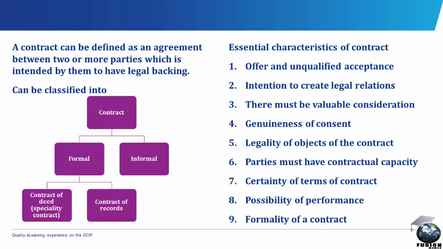Legality of object of the contract. The contract must be undertaken for legal purposes. The parties must have contractual capacity. A company cannot enter into a contract outside its memorandum of association. Possibility of performance. The parties to a contract can enter into a contract once they are sure that they can do the job. It must be possible to carry out the contract. Formality of a contract. Contracts can be made in any form, namely written, oral, or implied by conduct, but in exceptional cases, the law lays down a particular requirement.